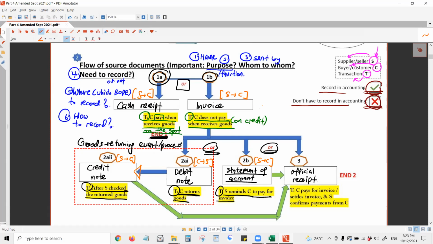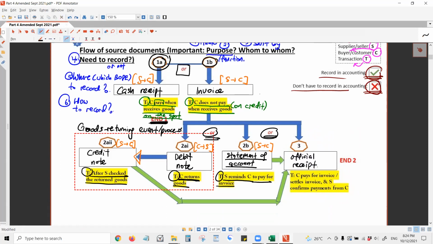There are all kinds of people in this world. Never expect everybody to be perfect. Some people may pay late, some people may pay early, some people may pay on time. Eventually, they must pay, right? Therefore, all the arrows point to this last document 3. We call it official receipt. So if you are a person who keeps thinking out of the box, maybe you have a question to ask me.